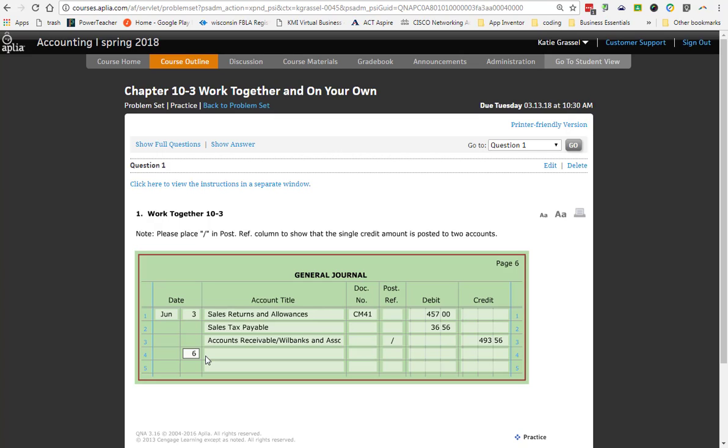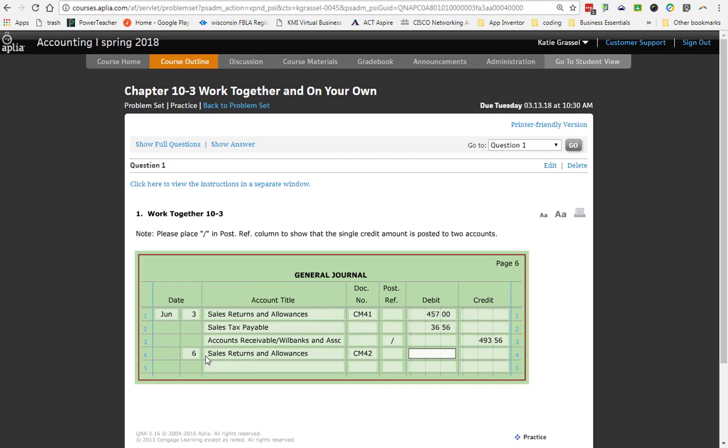On the 6th, it's very similar, but we have a school, and schools don't pay sales tax. So we're going to do everything the same, except we're going to take off that sales tax column. So the transaction reads, granted credit to Westfall High School for damaged merchandise, $67, no sales tax. So I'm going to do sales returns and allowances, CM42.